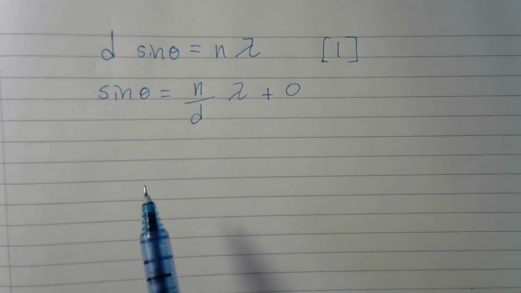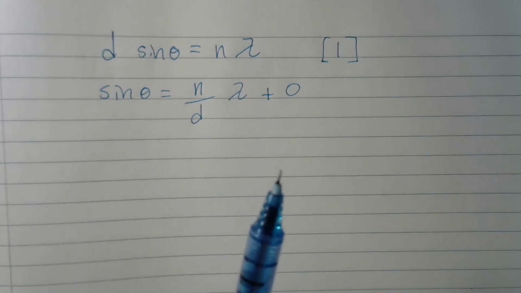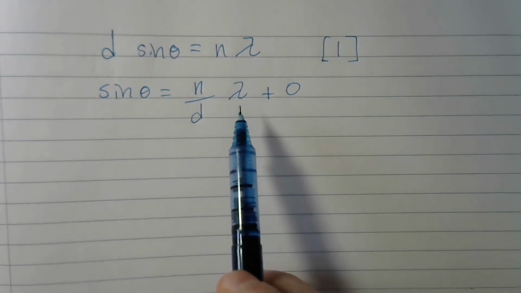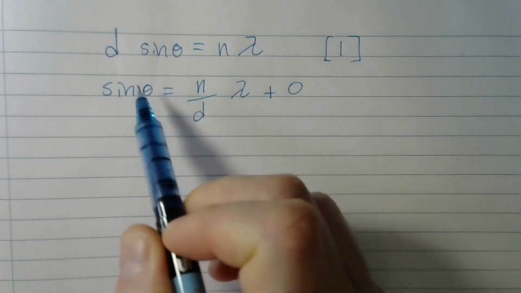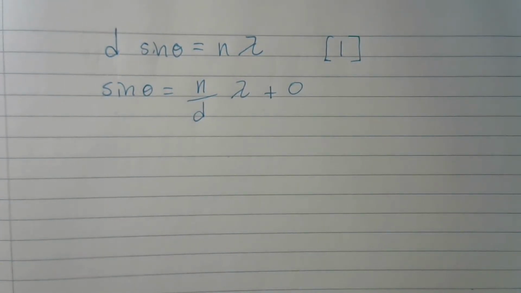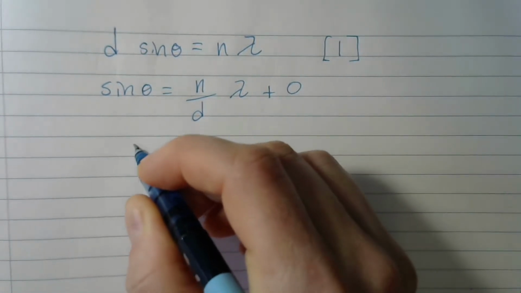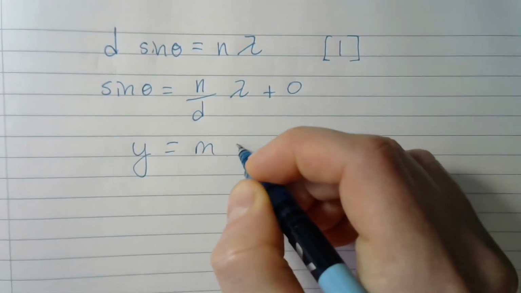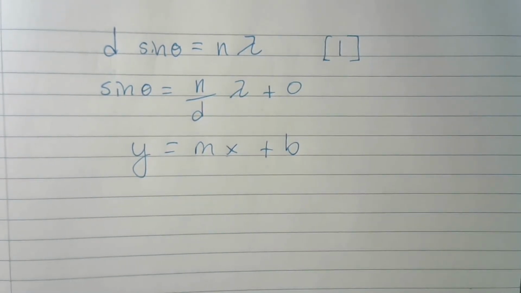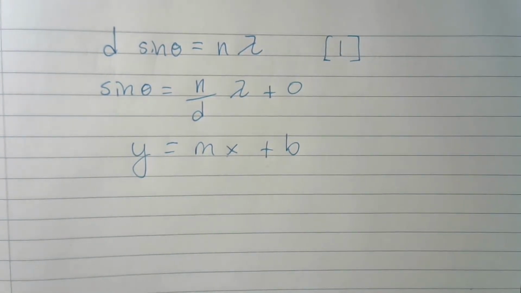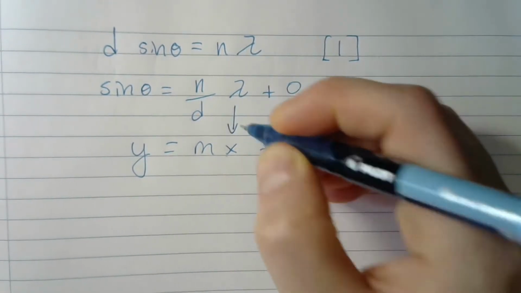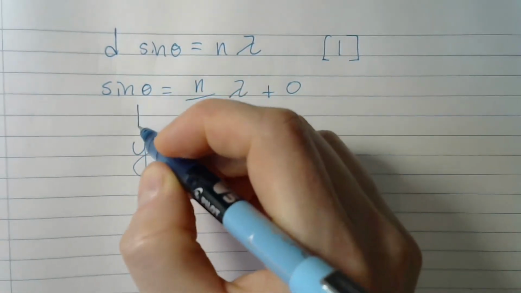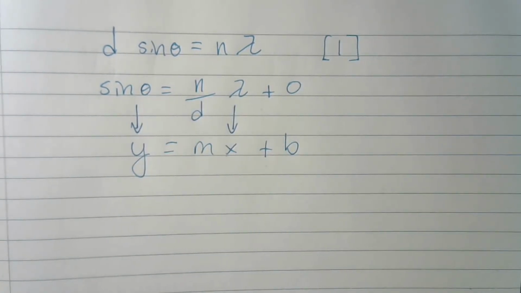And because the wavelength is our independent variable, I line that up where the x variable would go and rearranged equation 1 to compare it with the equation of a line. So we have y is equal to mx plus b. So our prediction for this lab is that if we were to plot wavelength on the x-axis and sine theta on the y-axis, that should give us a linear graph.